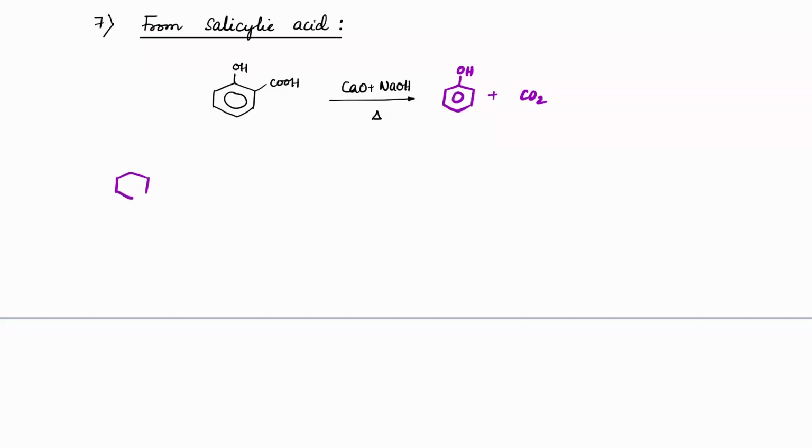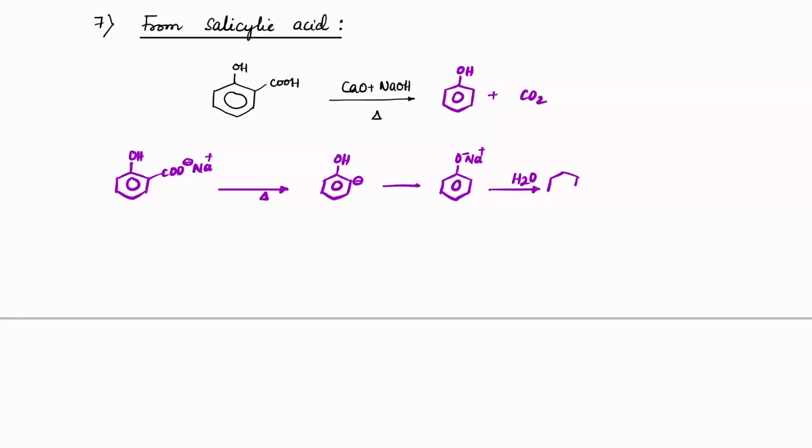If you recall, any carboxylic acid, whether it is alkyl or aryl, in the presence of NaOH, you'll get the salt form, and this on strongly heating will give away carbon dioxide and get a minus charge here, which will take H plus from here and get this as O minus Na plus. That on hydrolysis will eventually give us phenol. Okay, so this is typically how salicylic acid can also give you phenols.